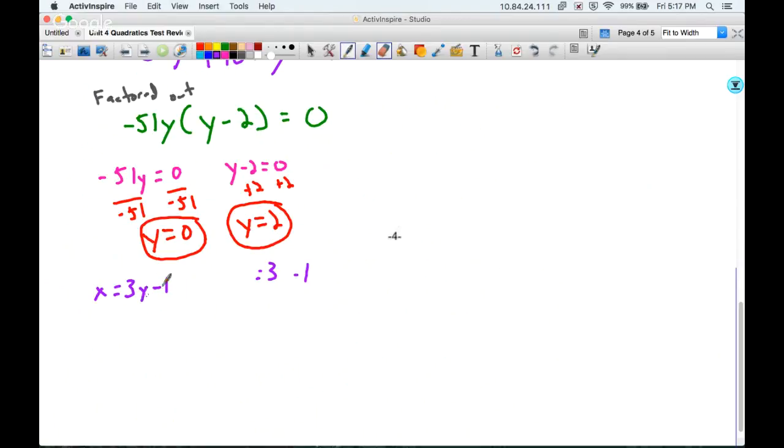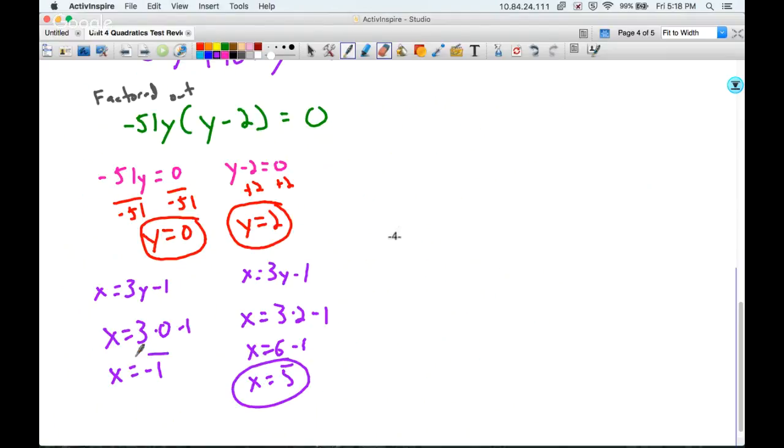X equals 3y minus 1, x equals 3y minus 1. Plug in these values for y. X equals 3 times 0 minus 1. X equals 3 times 2 minus 1. X equals negative 1. And in this one, x equals 6 minus 1, x equals 5.